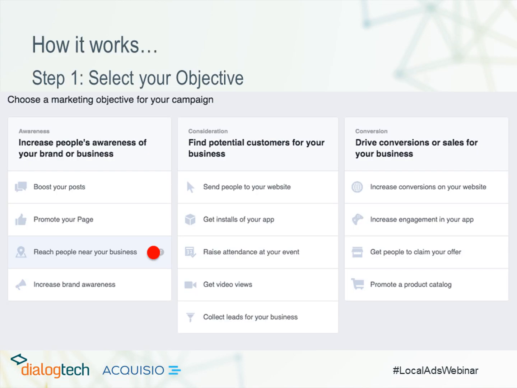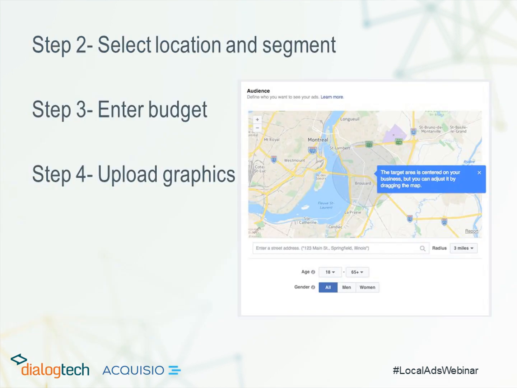And so how it works, you select the option to reach people near your business in the objective section, under awareness, where it says reach people near your business. And then step 2, you select your location and segment by age or gender. You enter your budget and you upload up to 6 graphics. That's it.